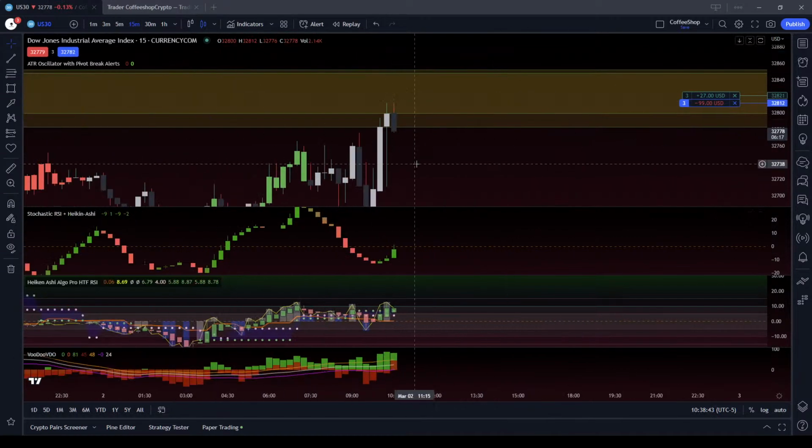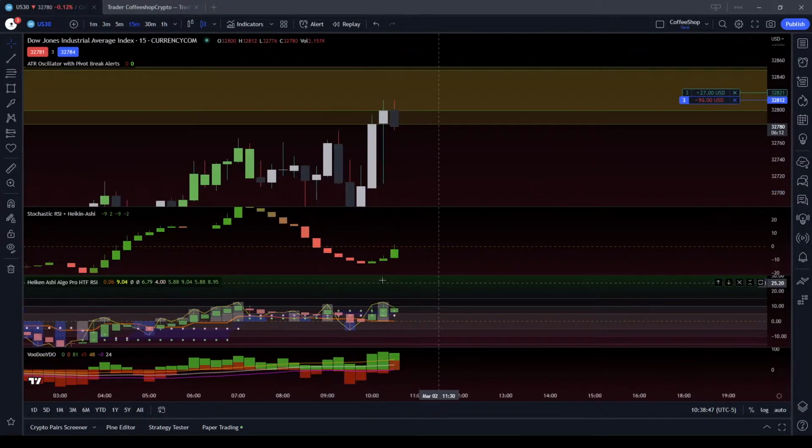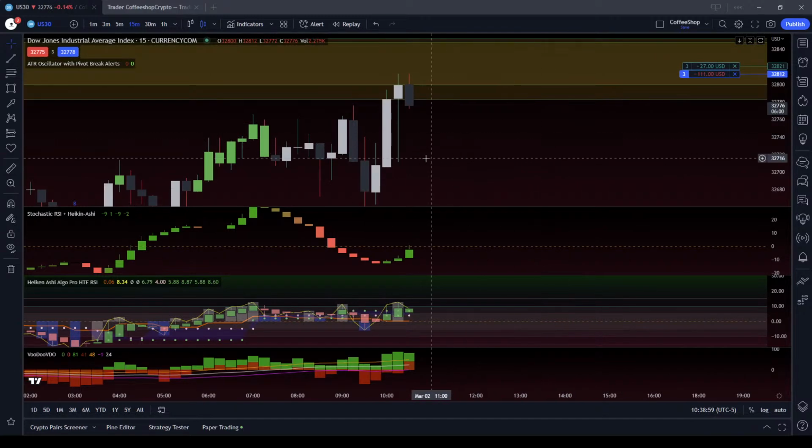All right, 15-minute right here. Got to push down. So I'm not trying to enter trades here. I'm just looking for the moment, and then I'm going to enter the trade on this time frame, but then I'm going to drop to a smaller time frame and find my exit.